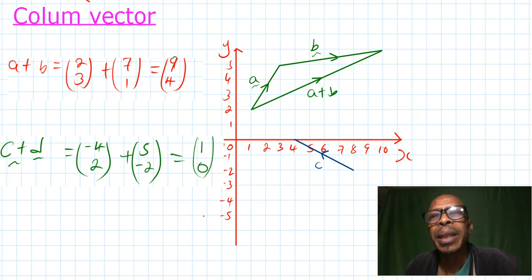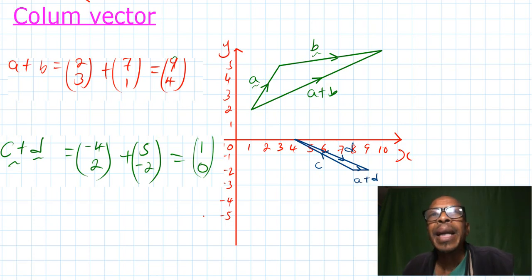Then we take our D. X is positive 5: 1 2 3 4 5. How many units in the negative? We move downward, 1 2. So that is our vector D. Meaning that this vector is C plus D. So that is what will give us C plus D.